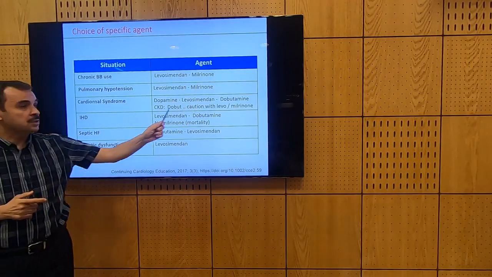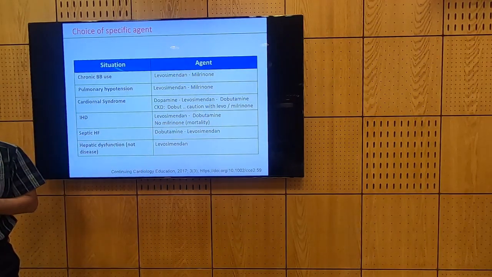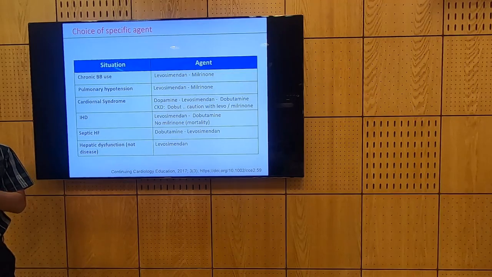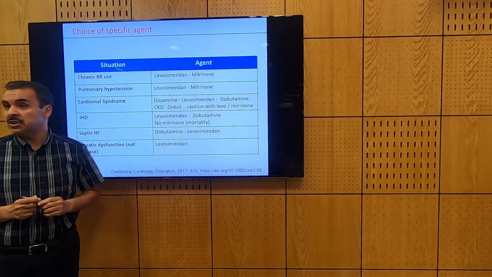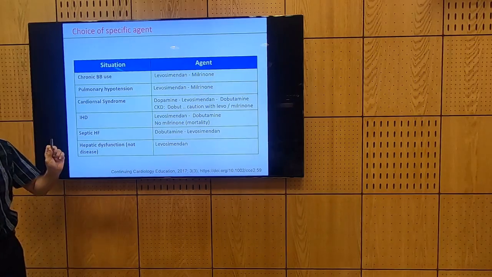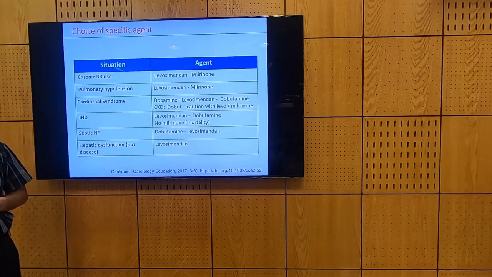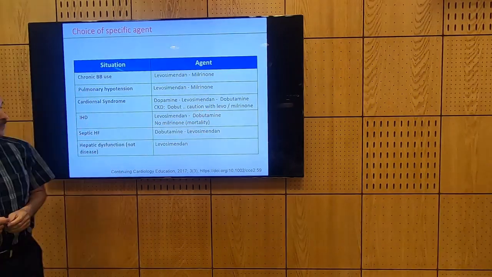But we should not use milrinone in patients with impaired kidney function, structural kidney disease, because it depends upon hepatic and also renal elimination. And the same for levosimendan. So in patients with intrinsic, not functional, renal disease, we should have a concern related to the use of levosimendan and milrinone.